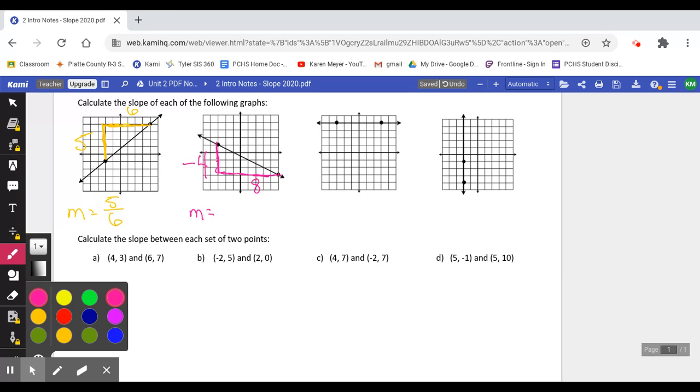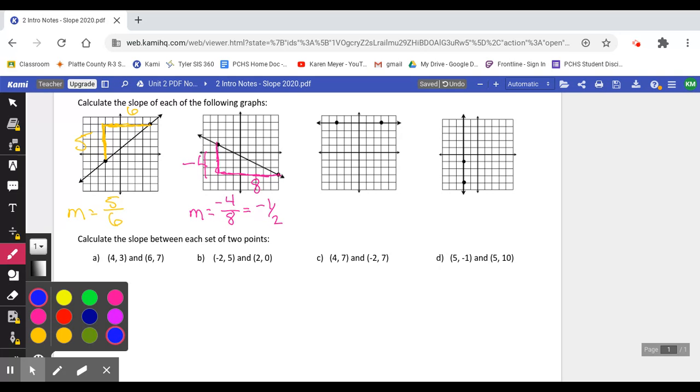And then rise is negative 4 over run, which is 8. And then we always check to make sure our fraction reduces. This fraction will reduce, so please make sure you reduce it down. So we get the answer to be negative 1/2.